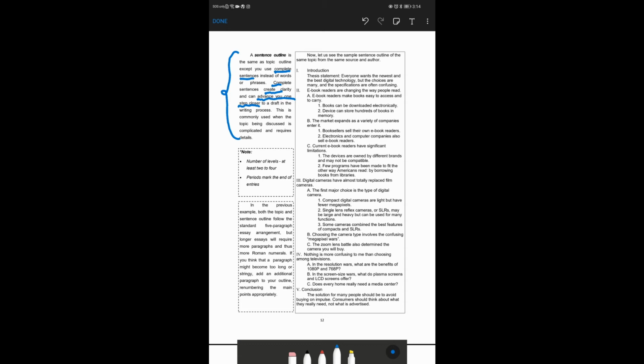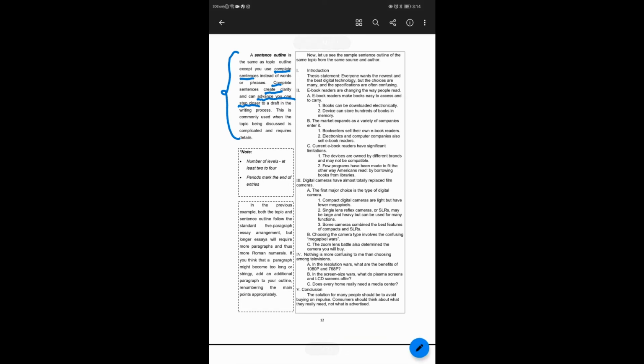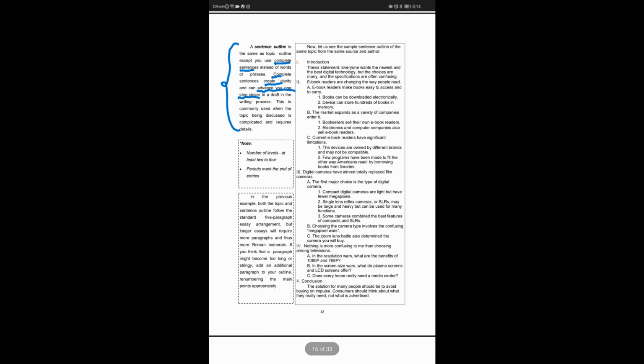Mas mabilis kang makakatapos. Mas mabilis kang makakapunta sa draft making. Kasi nga, sentence na yung sinulat mo. Kanina kasi, in the topic outline, what you do is you only use keywords. Okay? You only use keywords and phrases. So, kapag ikaw, isusulat mo na yun into your essay, kapag gumawa ka na ng draft mo, babuuin mo pa siya into sentences. Okay? Unlike in sentence outline, dahil complete sentences naman na yung sinulat mo, pag duduktong-duktongin mo na lang siya, babuo mo na yung mga paragraphs mo. Okay? Easier to do, right?